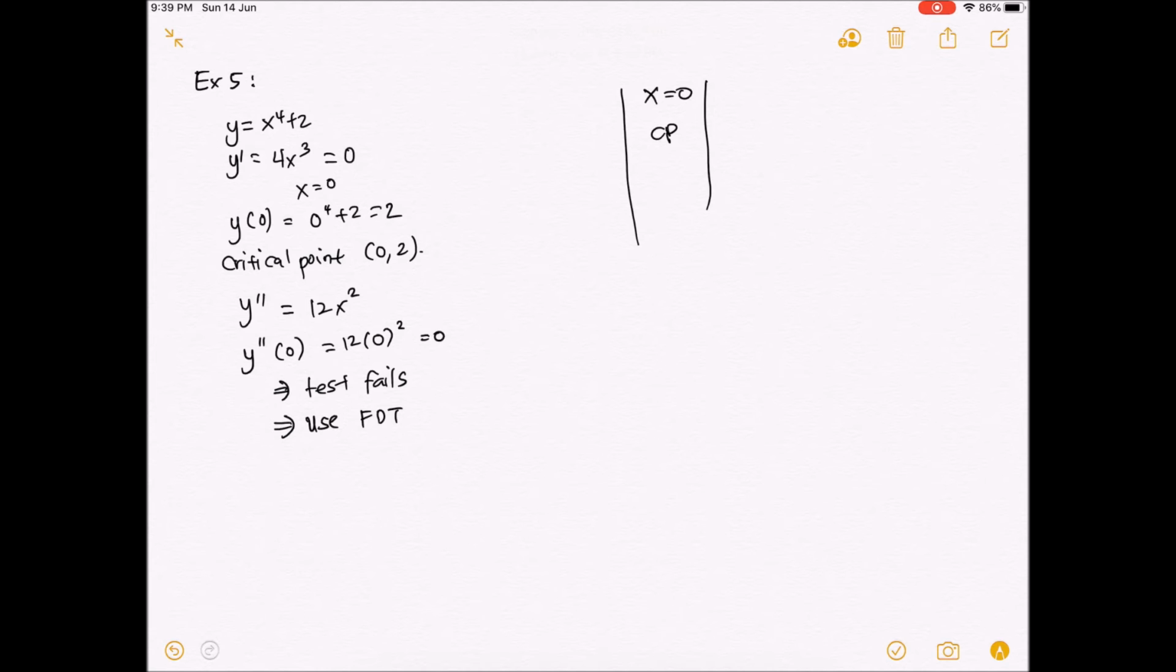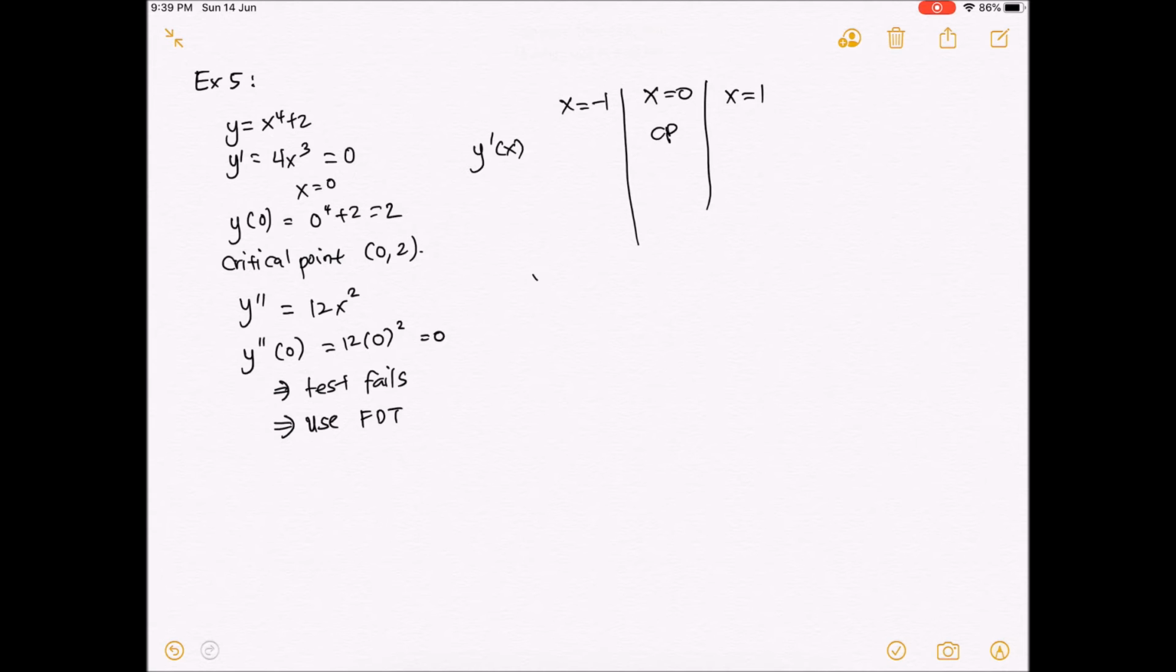So I will have to find a point before and after the critical point. Let's say I choose x equals negative 1 here and x equals 1 here. Okay, so my y prime x is here.